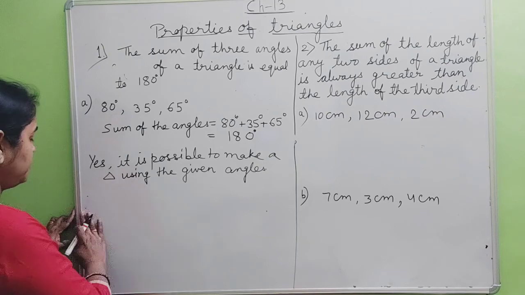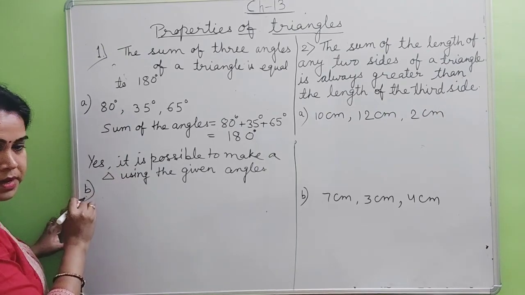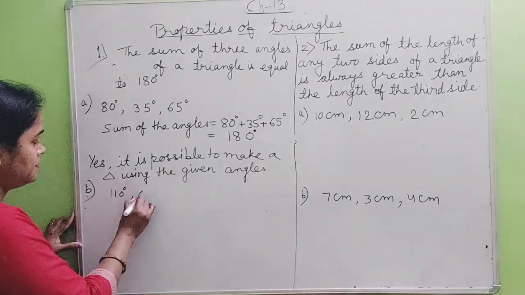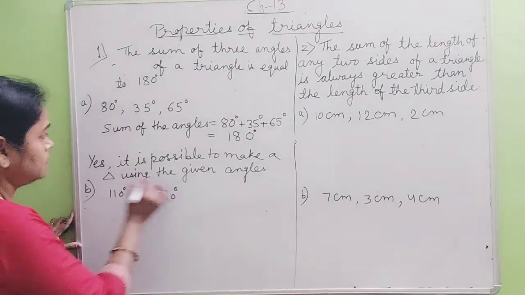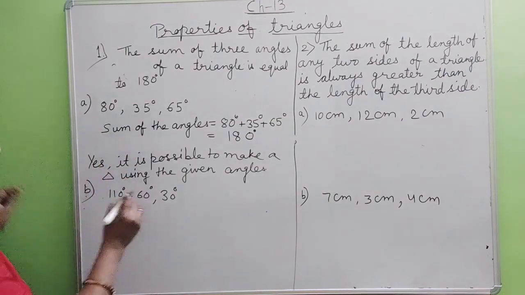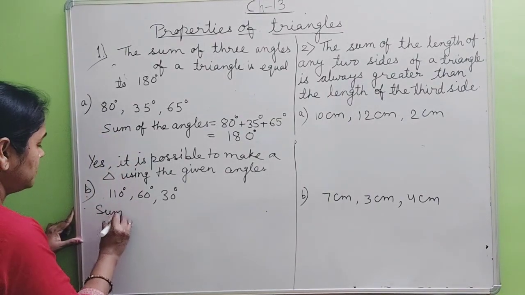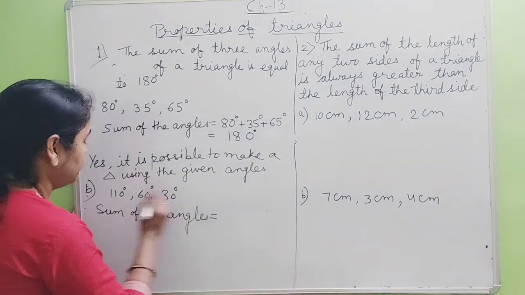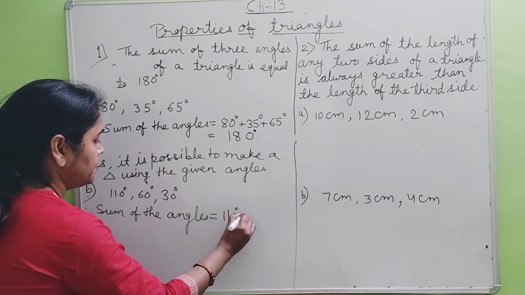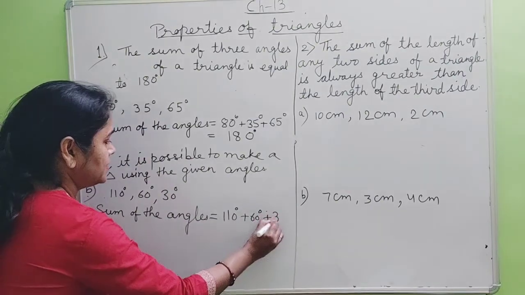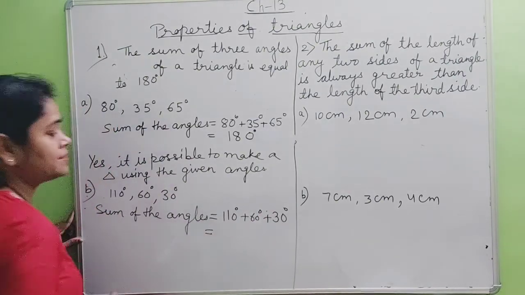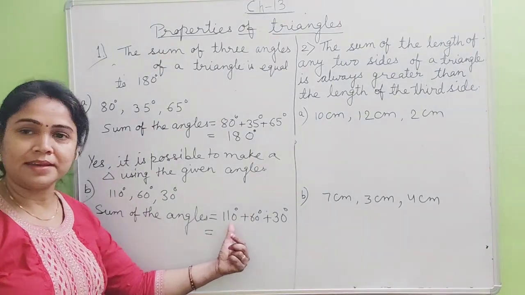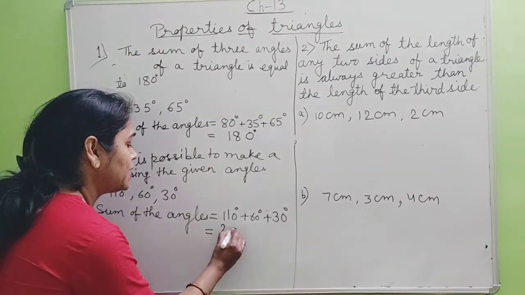Similarly, my next question is question B. It is 110 degrees, 60 degrees and 30 degrees. I will do the same thing and try to find the sum of the angles. 110 degrees plus 60 degrees plus 30 degrees. When you add, you will get 200 degrees. See, 60 plus 30 is 90, 90 plus 10 is 100, 100 plus 100 is 200 degrees.